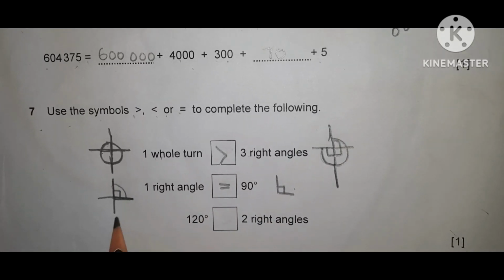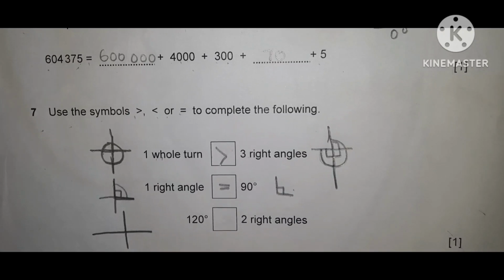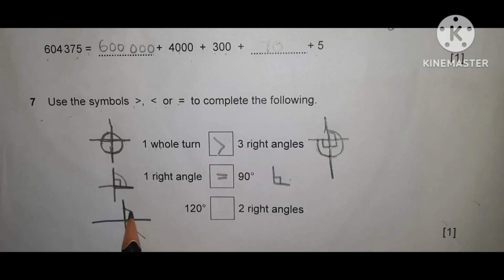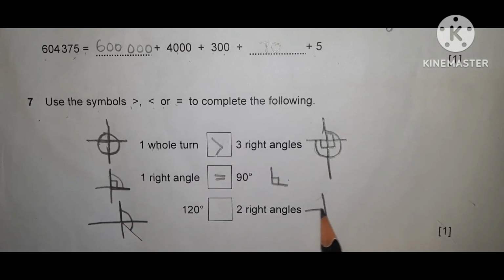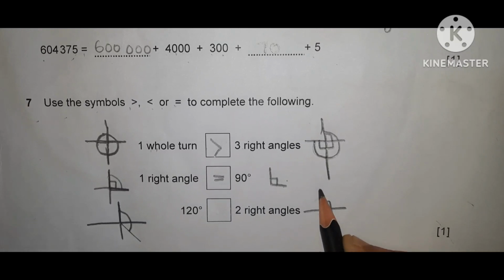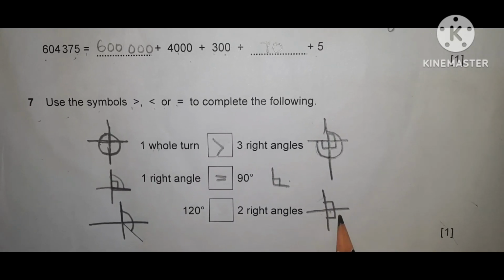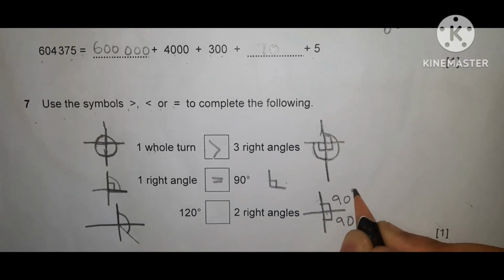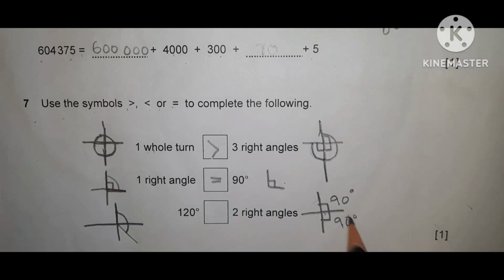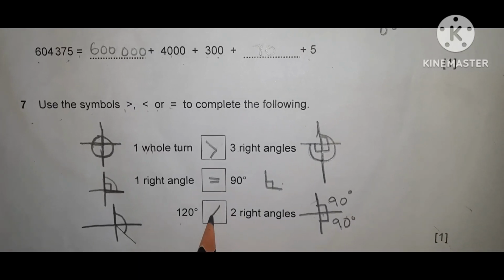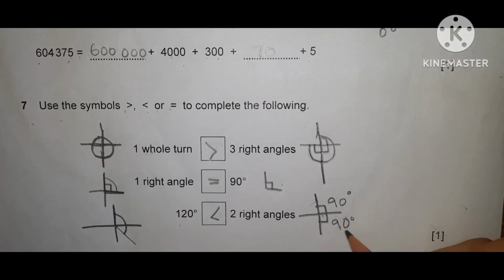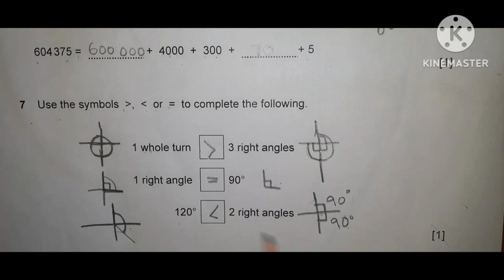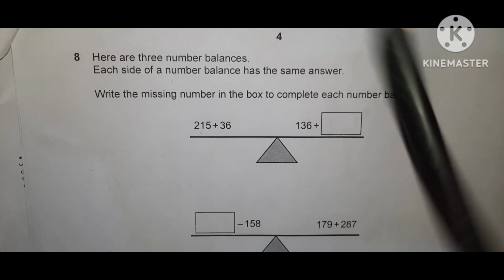Next, 120. Now over here, 120, it might be somewhere here. This much. And 2 right angles. 1 right angle, 2 right angles. So 2 right angles is 90 and 90. 90 plus 90 is 180. So 180 is greater than 120. If you don't want to calculate, you can see this and compare it to this. This is less. So that's why we put this sign.